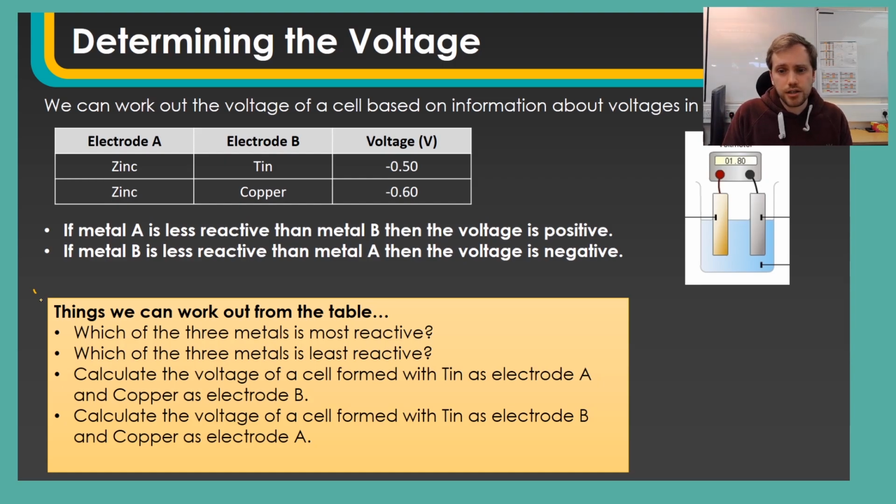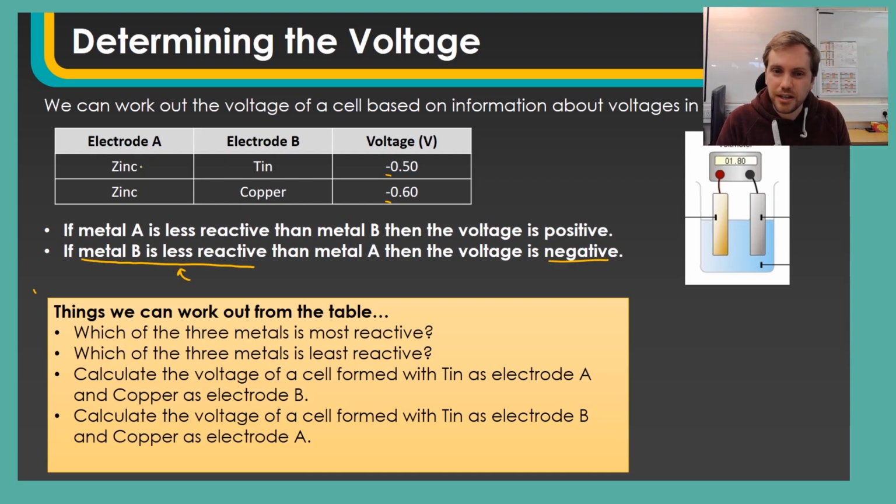So hopefully that's enough time. If you haven't paused it, do that quickly. We're going to go through the answers to those questions. So which of the three is the most reactive? Well, we know from the table of data that these voltages are negative. Therefore, metal B is the least reactive in all of these cases. So where the voltage is negative, metal B is less reactive.